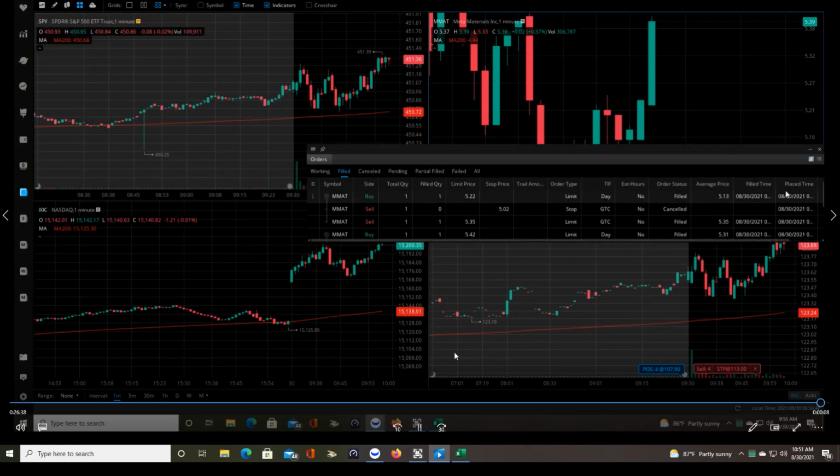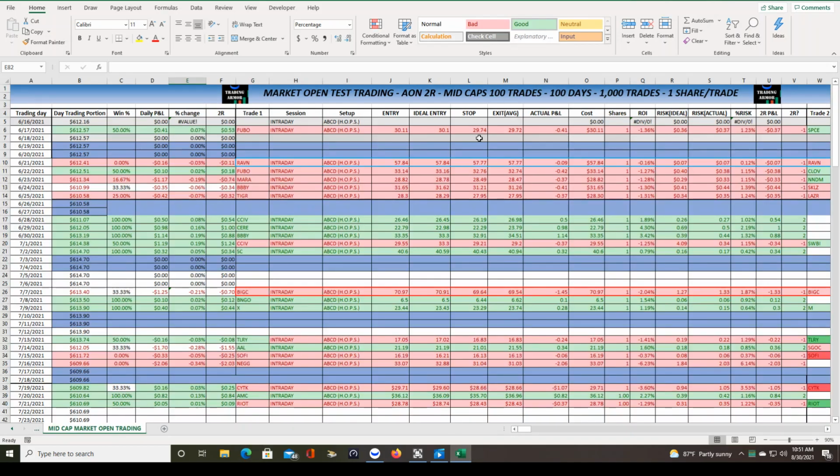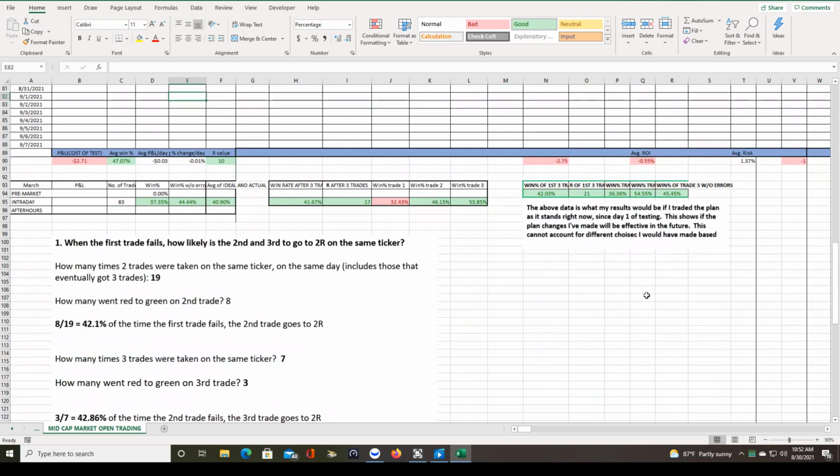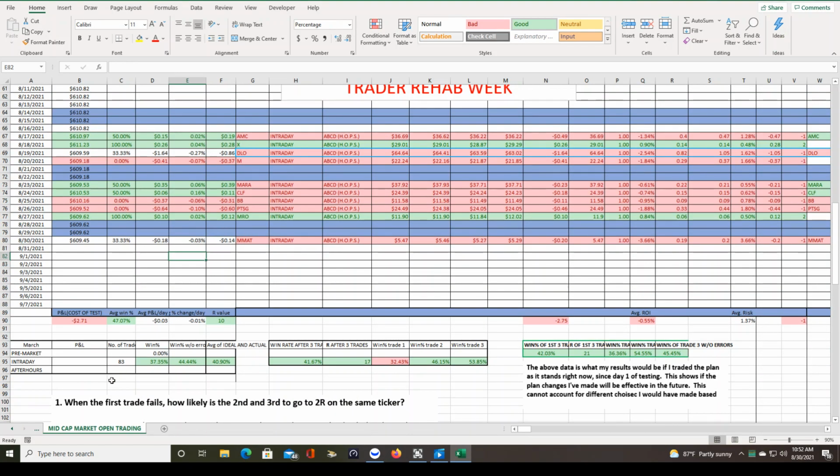So let me show you on the spreadsheet really quickly. Just want to show you those statistics that I'm talking about. So right now, after 83 trades, here is the win rate of the first trade. Since this trade failed, it actually pulled it down below break even. And again, I'm going to address that. I'm not going to tell you what I'm going to do yet, but I'm going to address that at the end of these test trades.